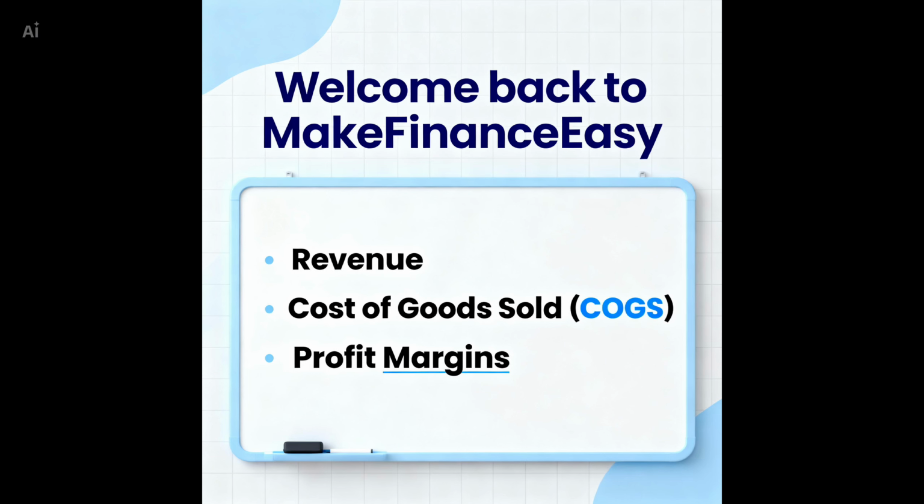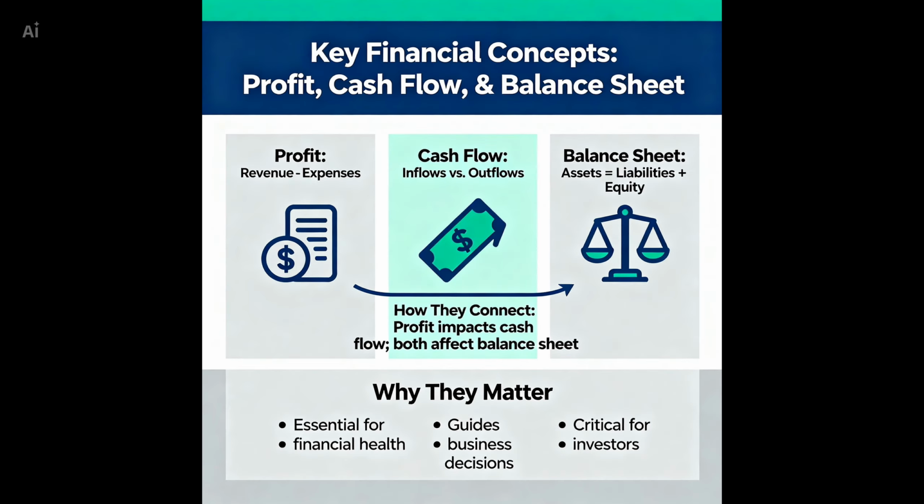Today's video is going to be on revenue, cost of goods sold, also known as COGS, and profit margins. These are three very main concepts that show up everywhere in finance, accounting, business analysis, and even investing. So by the end of this video, you'll understand how they connect and why they matter.